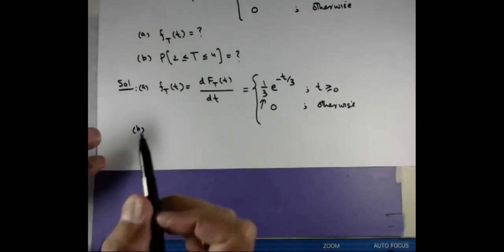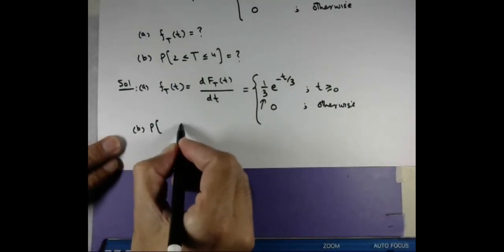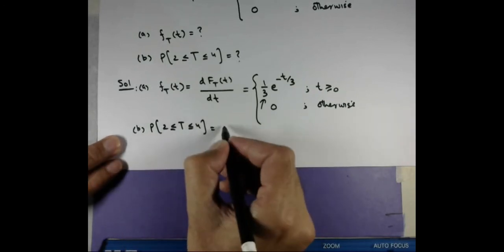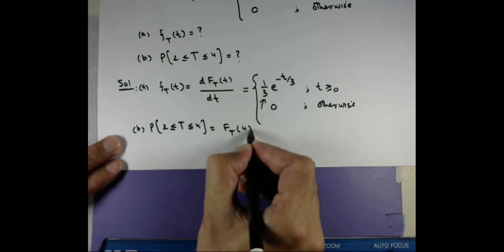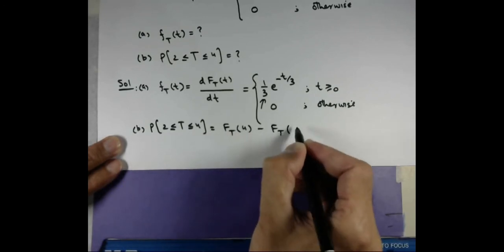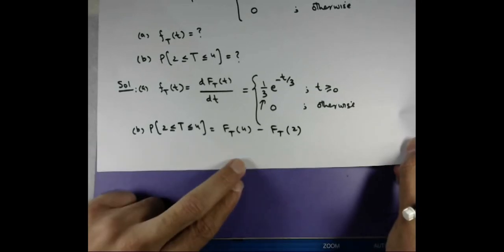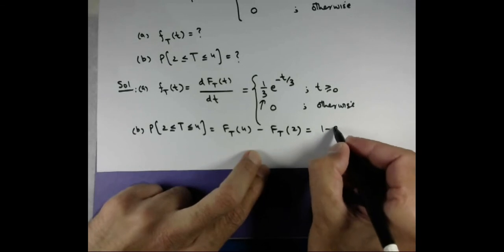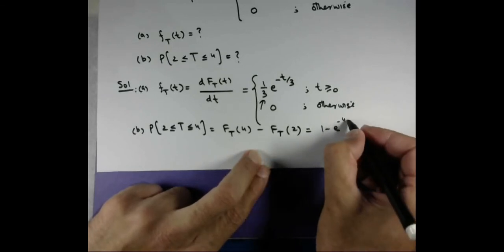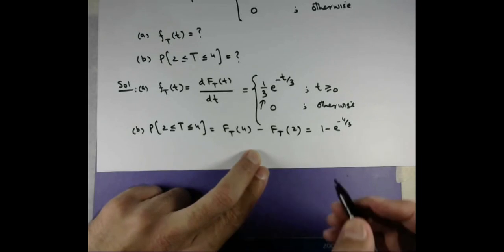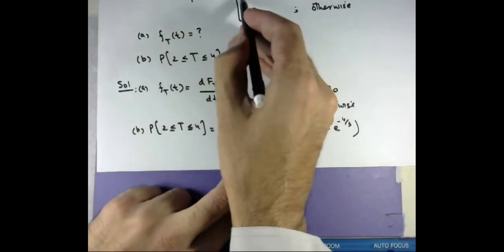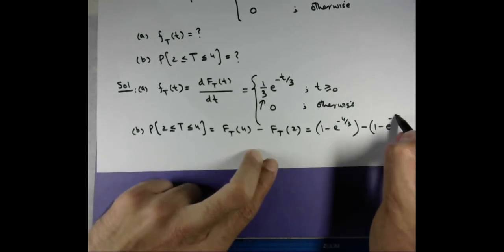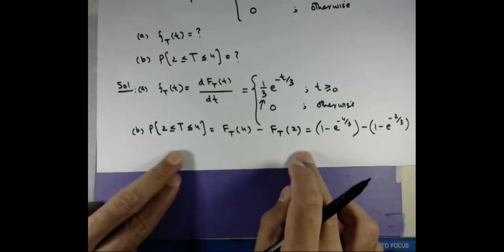So I'll use the same. So now the probability that t is greater than or equal to 2 and less than or equal to 4 is simply f sub t at 4 minus f sub t at 2. And so what is f sub t at 4? It is 1 minus e raised to power minus 4 by 3, which is f sub t at 4, and then minus 1 minus e raised to power minus 2 by 3.